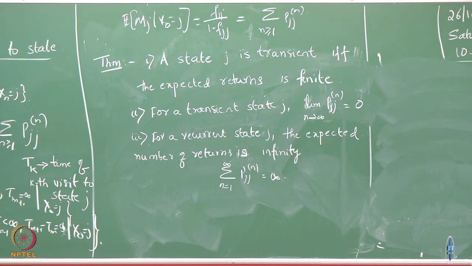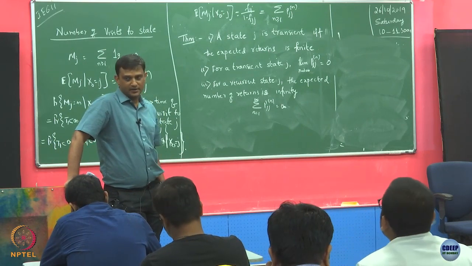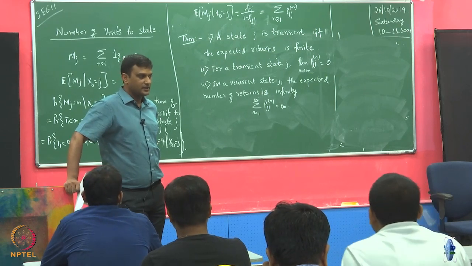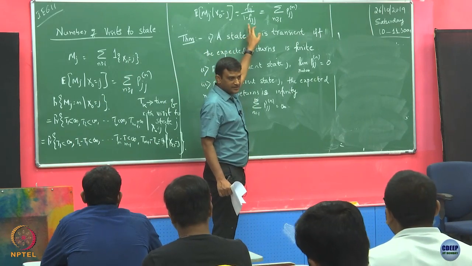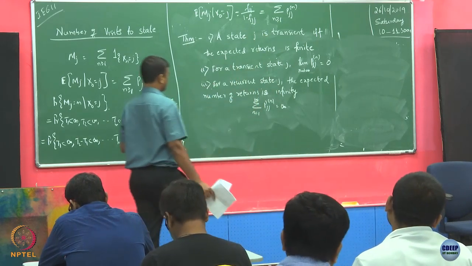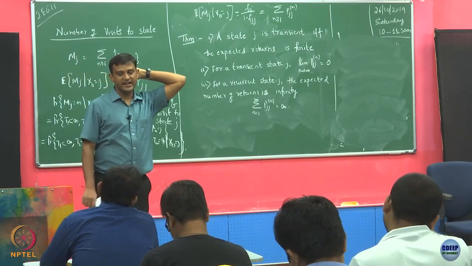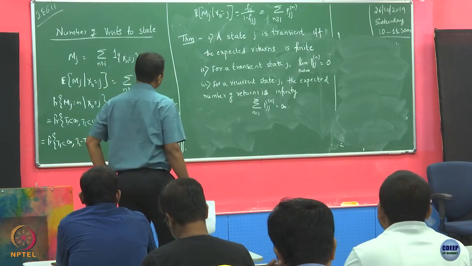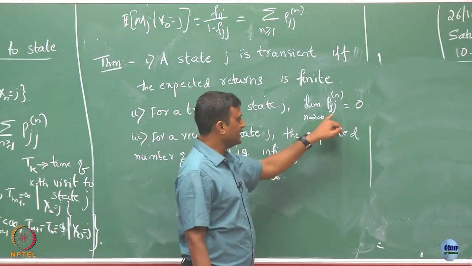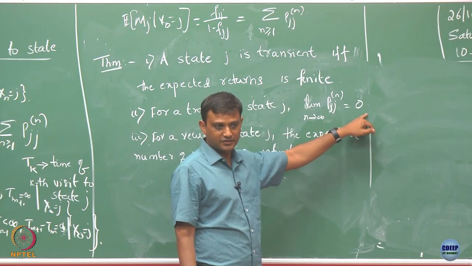So basically, we have tried to characterize what kind of state it is based on its mean return times, right? And the mean return times we have expressed in terms of the first passage times. Fjj is basically my first passage time, or what we called the recurrence time. We have already given its definition. Okay, fine. So from this theorem, it is clear how I am going to check whether a state is transient, right? All you need to do is see if the expected number of visits is finite, or if j is transient, then we know that its sequence also converges to 0.